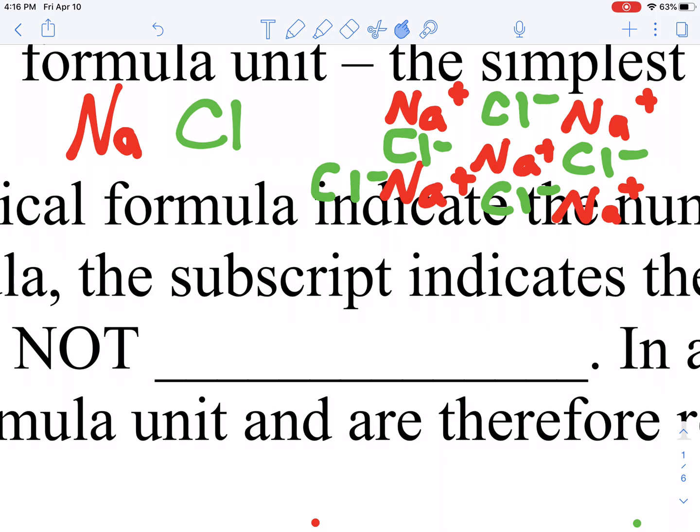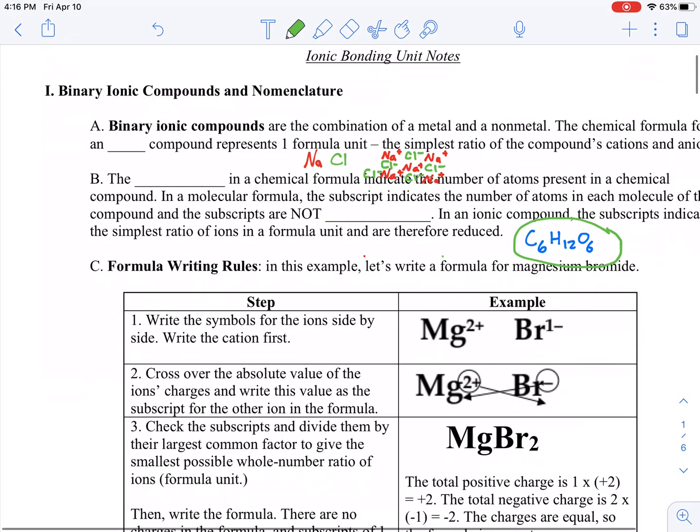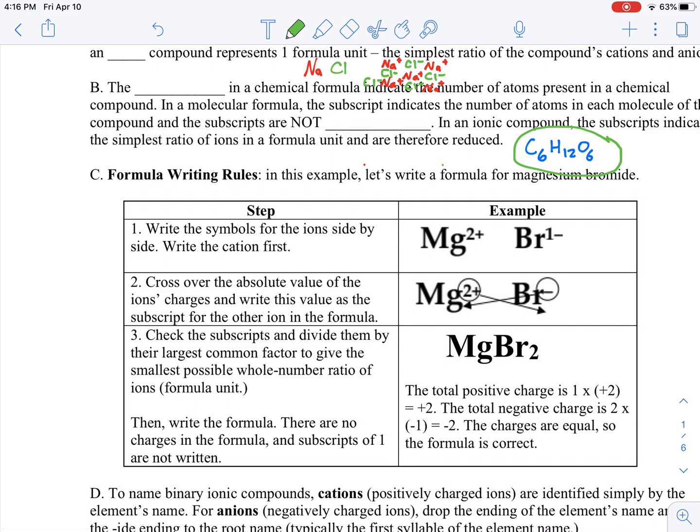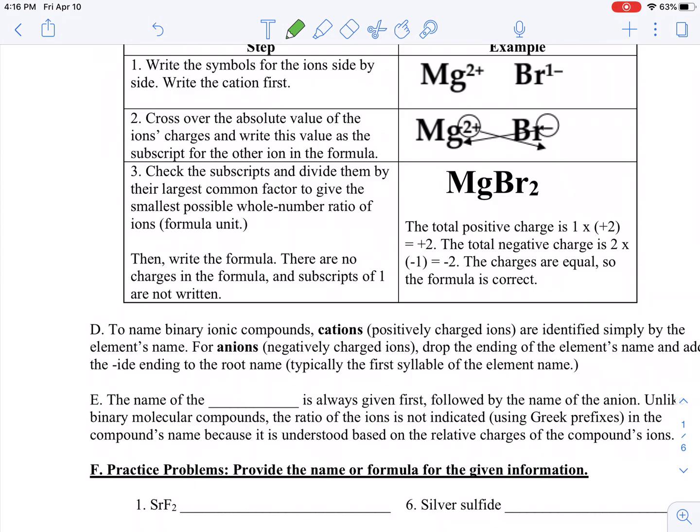And so that's what we need to do today. Because they're formula units, we need to reduce those charges. We are not going to keep them like this. In this case, they're not reduced. They are not simplified. But in an ionic compound, they are. So here are our rules. Now you can read the rules, but I think the best thing to do is actually just treat these as examples. And we'll go both from name to formula and also from formula to name.